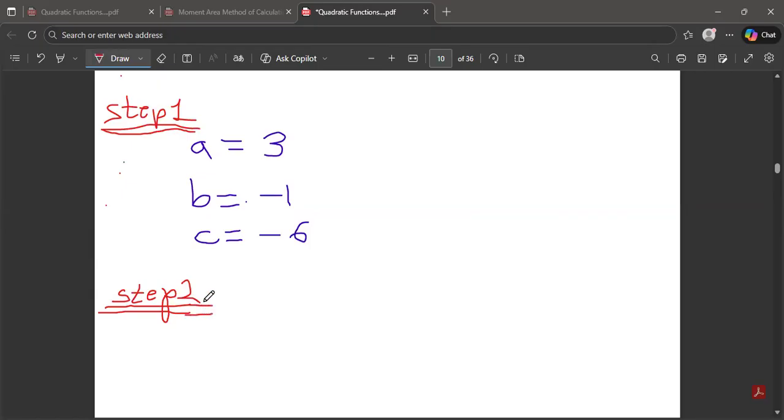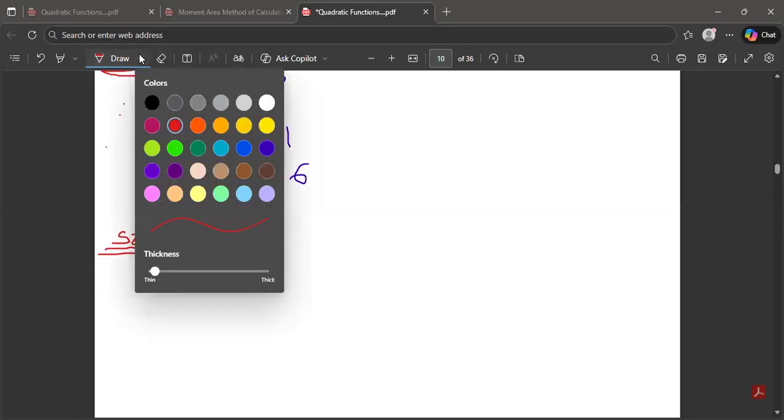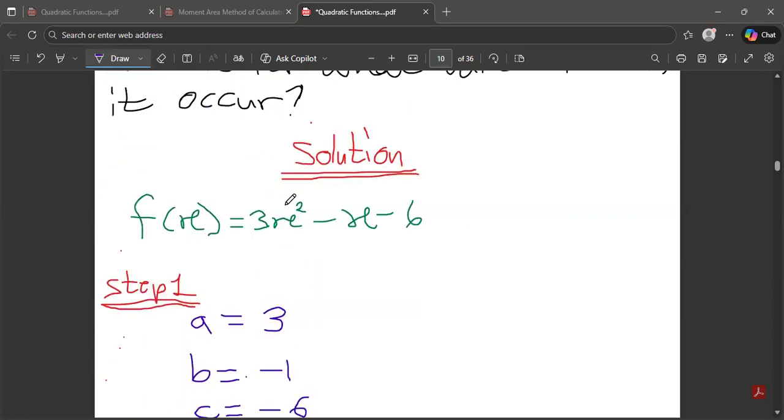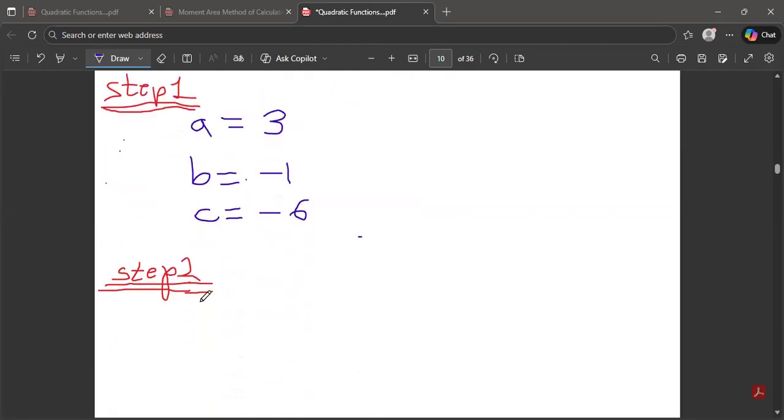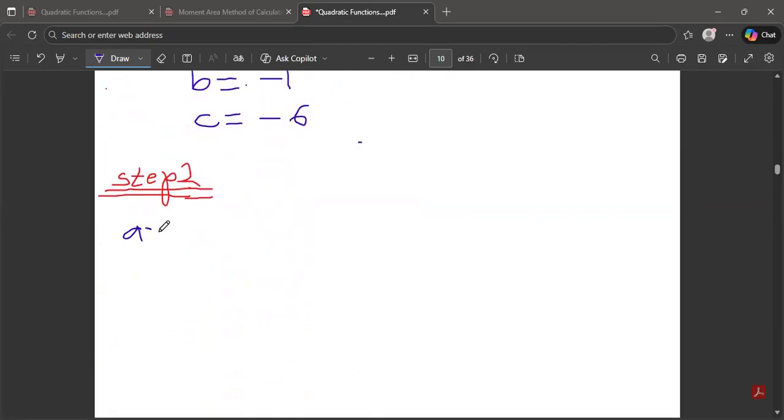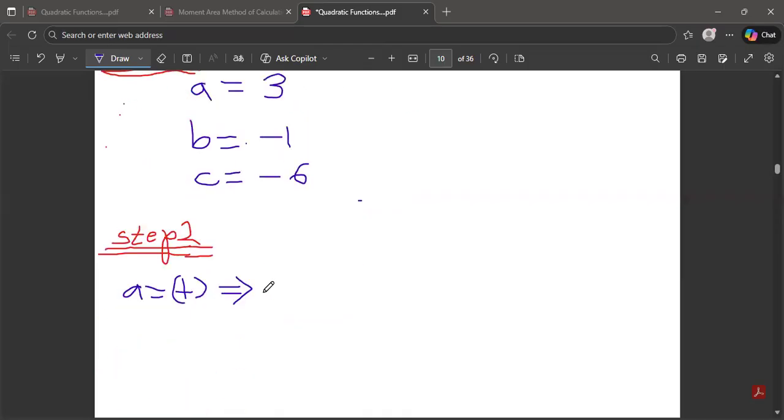How do we go about step 2? In step 2, we have to identify whether it's a minimum or maximum. So in this case, what can we say? Our A is equal to what? Positive. Our A is positive, and it is telling us that our graph is going to be a minimum.